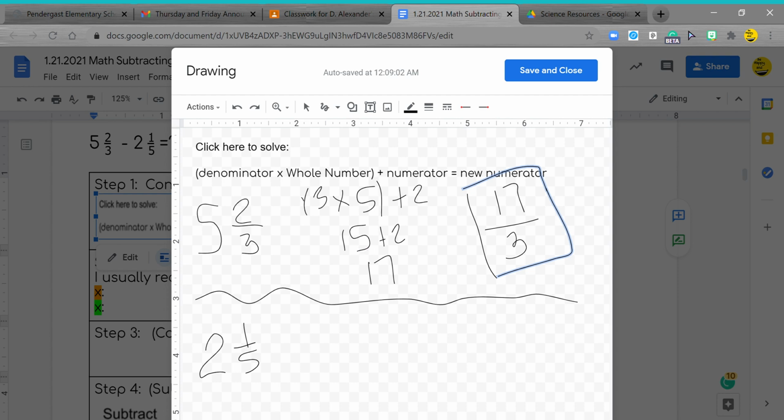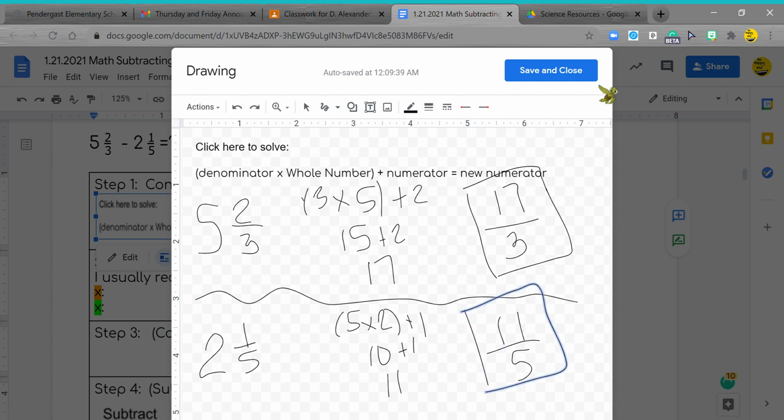So we're going to do the same thing with 2 1/5. So I'm going to take 5 and multiply it by 2, and we're going to add 1. We know 5 times 2 is 10, and if we add 1, it's 11. So we're going to have 11 over what number, you guys? Yes, 5. And I know what you're saying. Miss Alexander, that 1 looks funny. It's fixable, you guys. We'll quick do it now. Here we go. 11. So now we have 11/5. So now I'm going to hit Save and Close.